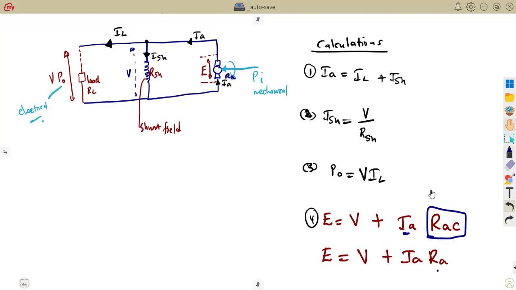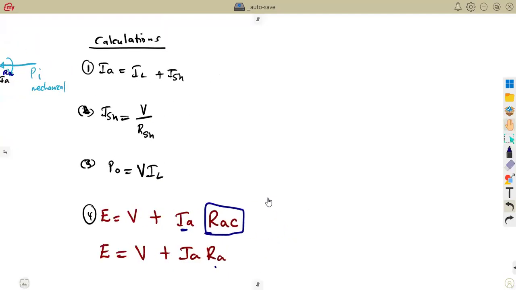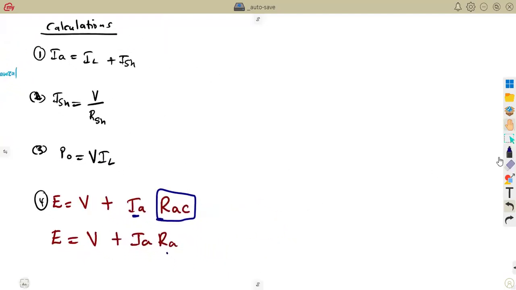Sometimes they can even ask you to calculate the armature current. Being given this, you can also manipulate and make armature current the subject from this formula. We can take this one to the other side. It's going to be E minus V, you divide by the armature resistance. So therefore, from this formula, we can say the armature current is equal to E minus V over RA. It can be like that.